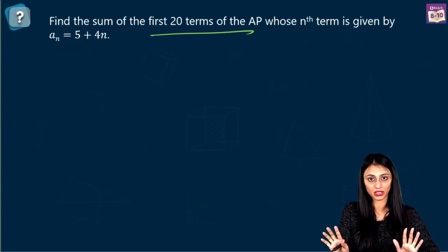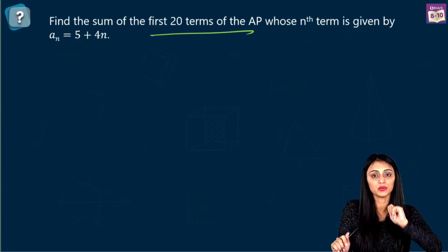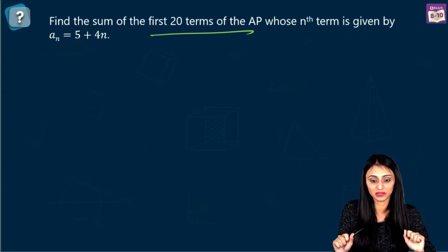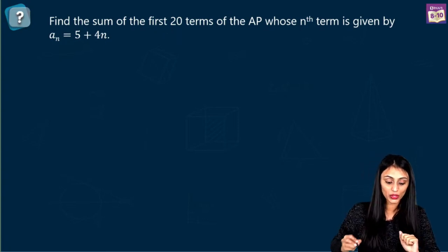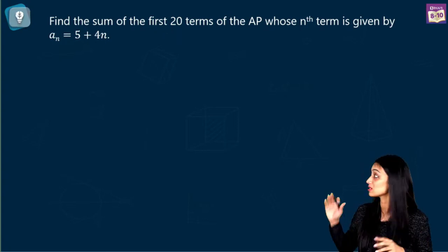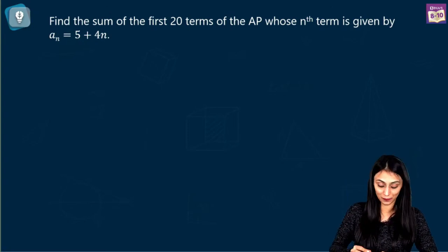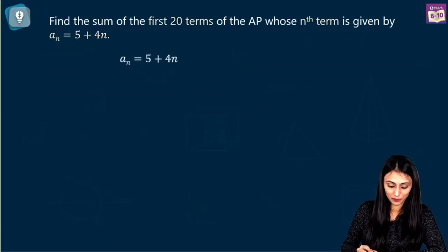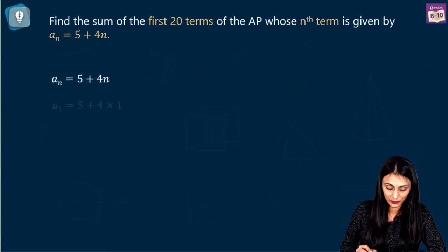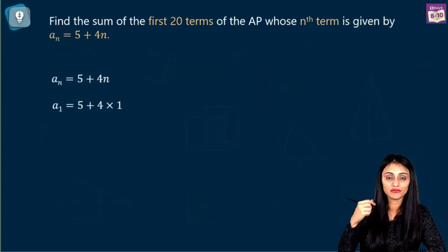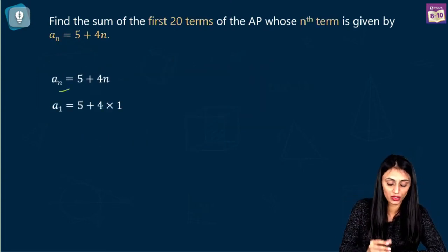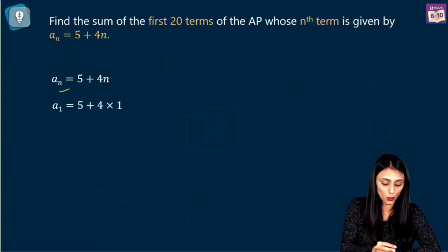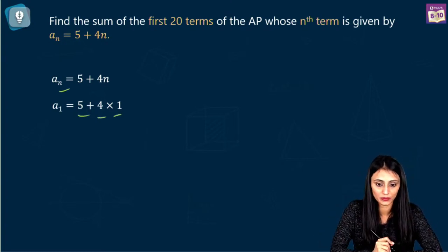You know the formula. For that, you would require the first term, you would require common difference, but we don't have that, right? How would you do that when you come across such questions? Because these kind of questions are asked in the exam. So this is the formula that we can use. First of all, you can find out the first term if you put n equals 1 over here. Wherever we have n, we will replace it with 1. We get 5 plus 4 times 1.